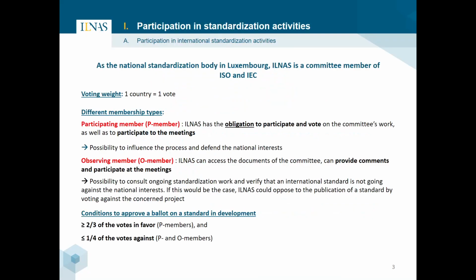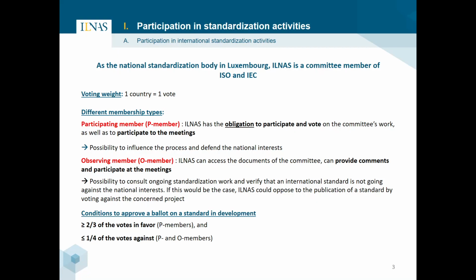So let's start with participation in international standardization activities. ILNAS, as the main standardization organization in Luxembourg, is a committee member of ISO and IEC, and as such, can apply for membership in all their technical committees or subcommittees if interested. When it comes to voting within ISO or IEC technical committees, the principle is that every country can cast one vote. However, not every member has the right to vote.